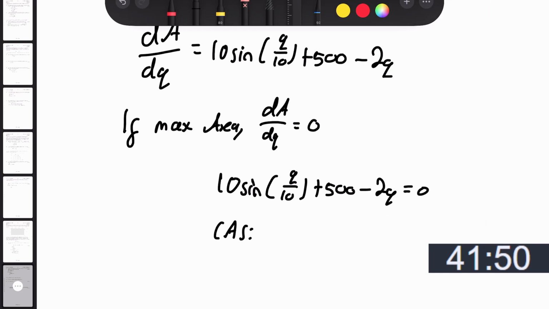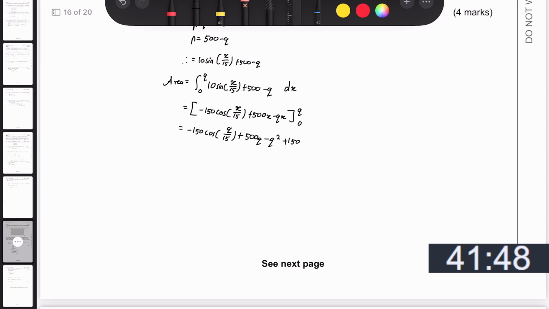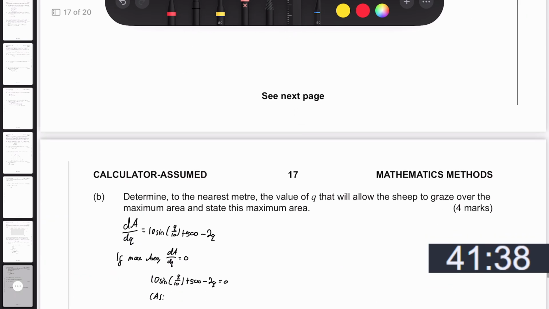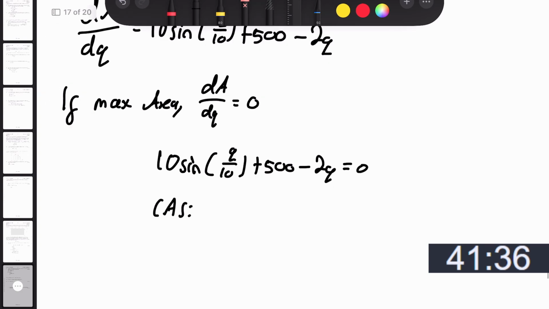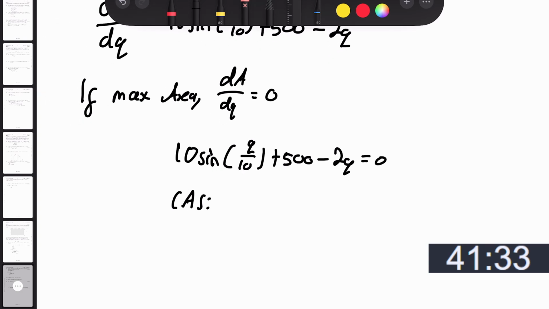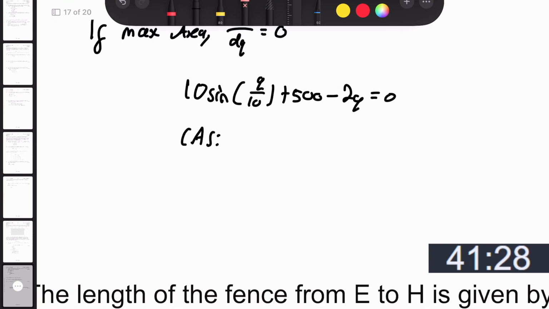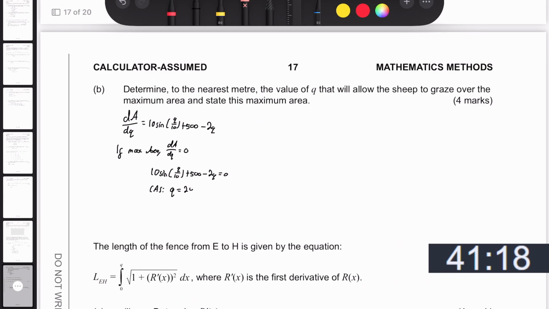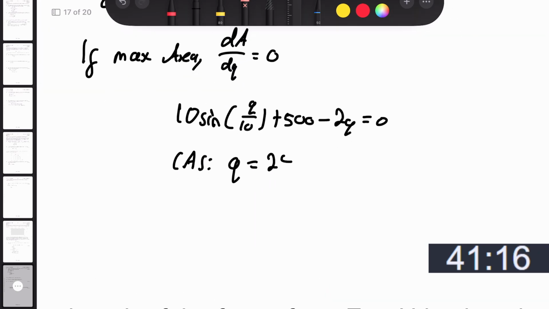On the CAS, make sure I got this right. So differentiate negative 150 cosine of x divided by 15, plus 500x minus x squared. Standard mode, 2x, 510. Okay, so then I'm going to solve answer equals 0. You can do this in decimal, it's fine. Q equals 246 point, how does it want me to? Nearest meter, so 247.